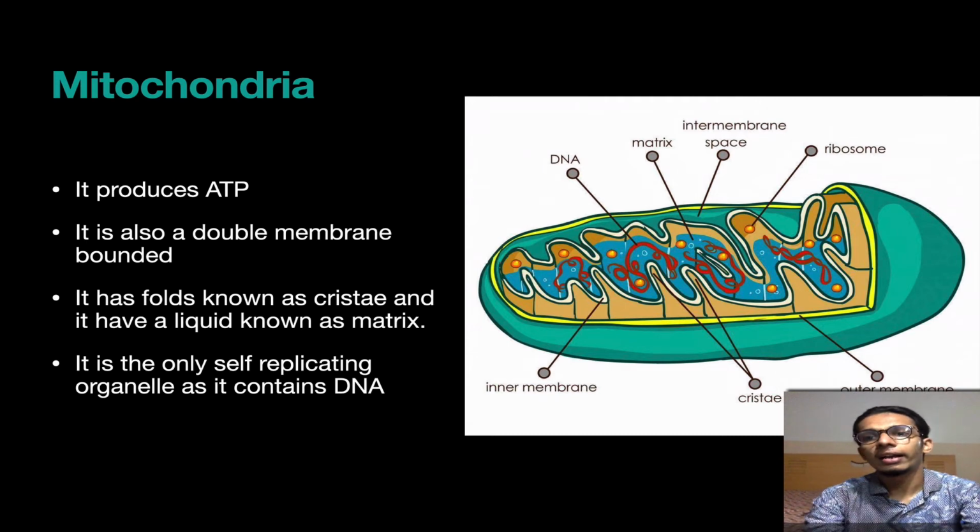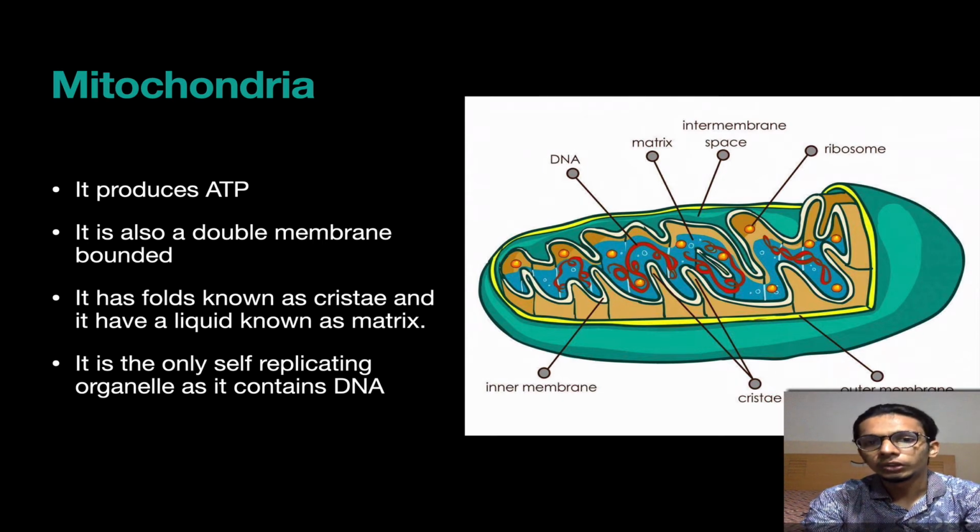So the energy currency of a body is adenosine triphosphate, ATP. So it's the money, which we call rupees in Pakistan, the money of the body. It is also a double membrane bounded organ. So in the previous organelles, which one was the double membrane organelle? That was the nucleus, and over here we have mitochondria. It is also a double membrane bounded organelle.